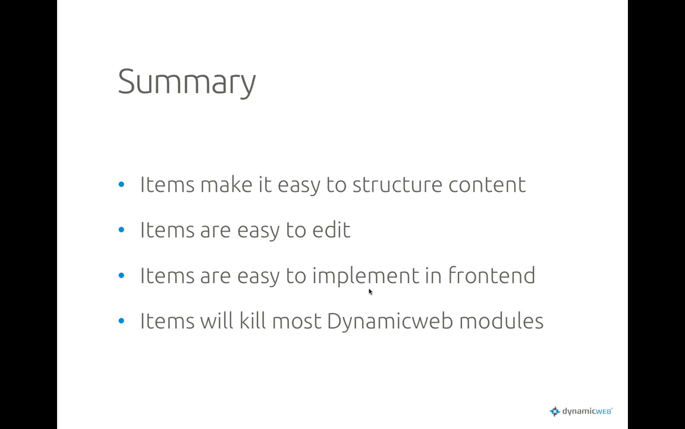So just to sum up, items make it easy to structure content. Items are easy to edit for the content editor, and items are easy to implement in the front end. Our plan is that items will kill most Dynamicweb modules. We cannot just kill the modules. We have to make sure that items can do the same as the modules can. But as you've seen today, we can already do a lot of fancy stuff using the item publisher and item creator. So we can replace simple uses of the forms module, and we can also build the news module using items.